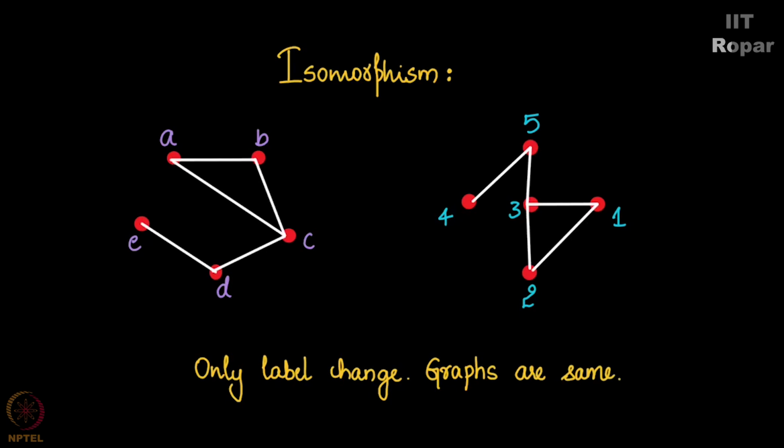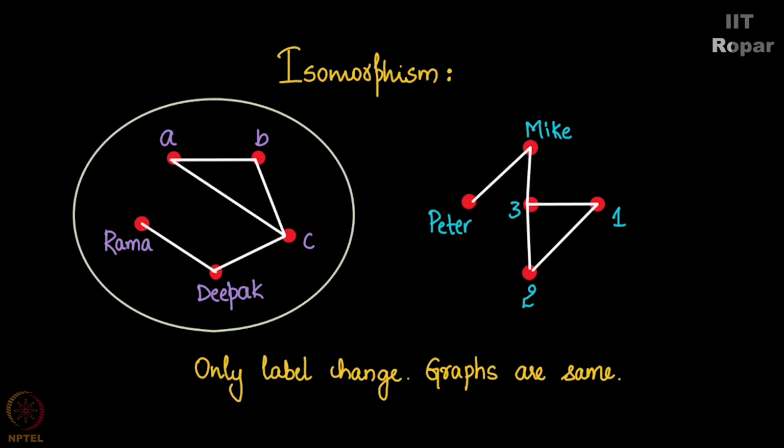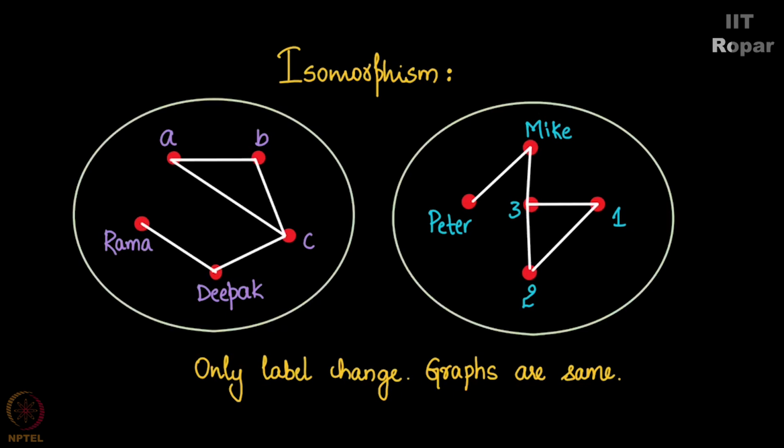So, if there is Rama and Deepak here on this side, that Rama and Deepak will become Peter and Mike on that side. If they are friends here, these two will also be friends. You morph the nodes to make it become someone else, something else, but then in the morphed world, if they were friends this side, they will be friends this side as well. That's what we mean by isomorphism, right?